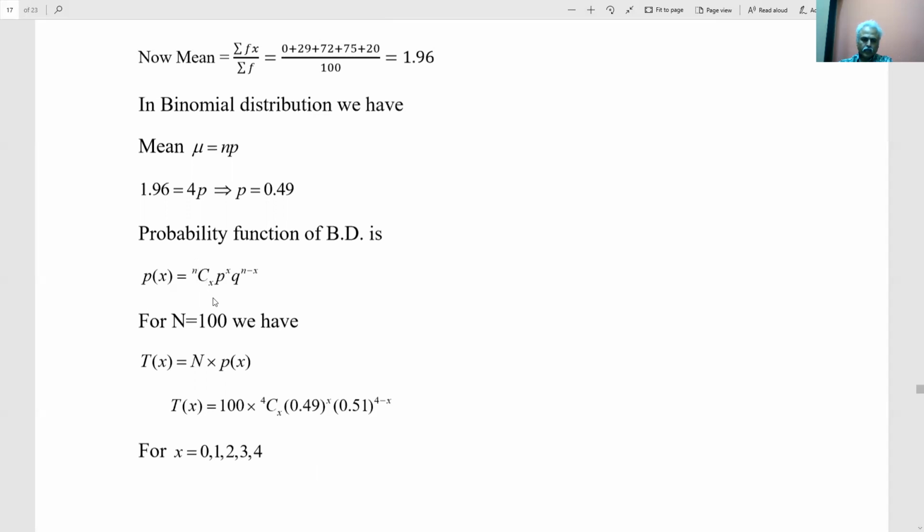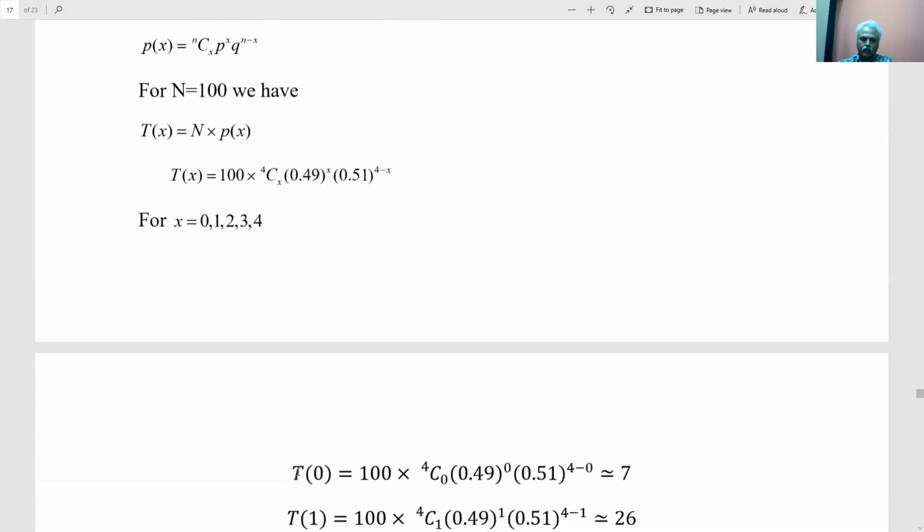nCx, 4Cx, 0.49 raised to x, this is a binomial distribution probability, 0.51 raised to 4 minus x. For 100 times you're tossing, that's why 100 into that becomes our fitting of the binomial curve. Now for x equal to 0, 1, 2, 3, 4, you find theoretical values. For x equal to 0, when you put 0 here, 4C0, 0.49 raised to 0, 0.51 raised to 4 minus 0, into 100, you have to use a calculator and find.